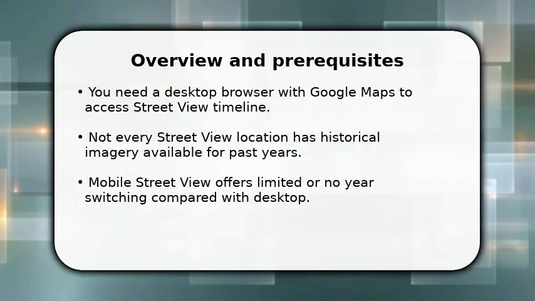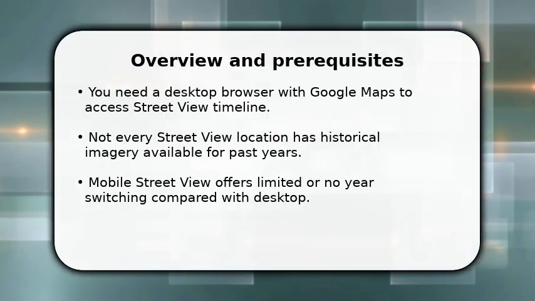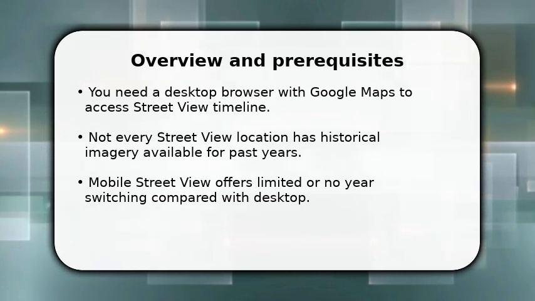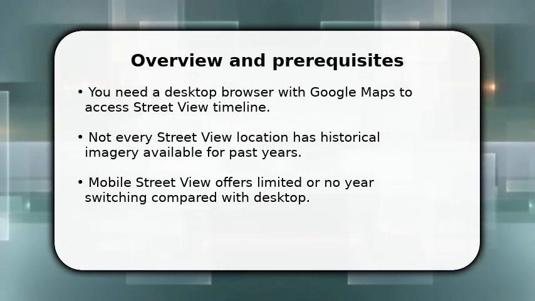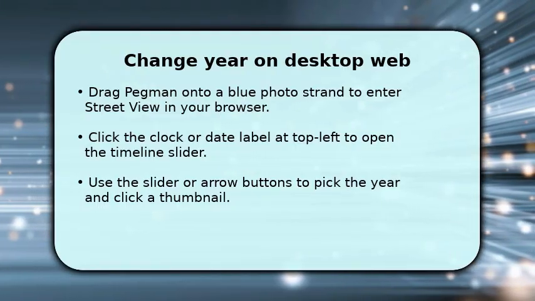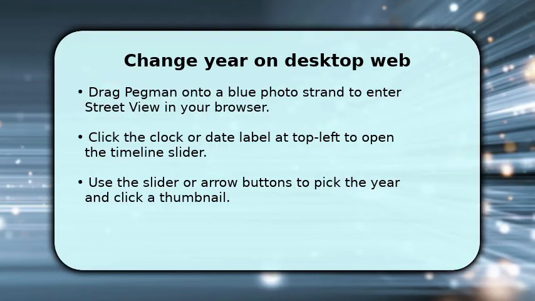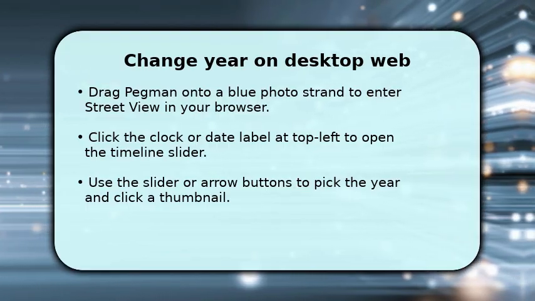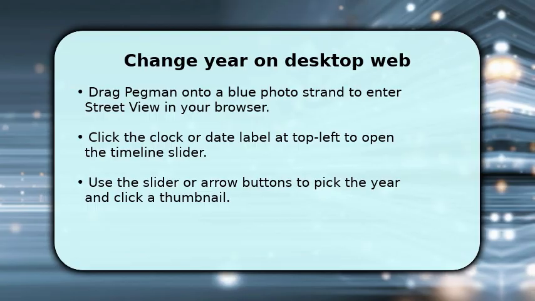Prepare a known address or drag Pegman to a visible blue photo strand. Then enter Street View to check for the timeline icon. Start by dragging Pegman onto a blue photo strand to enter Street View. Look at the top left corner for a clock icon or a date label showing the capture date.